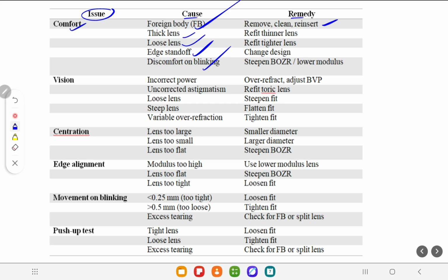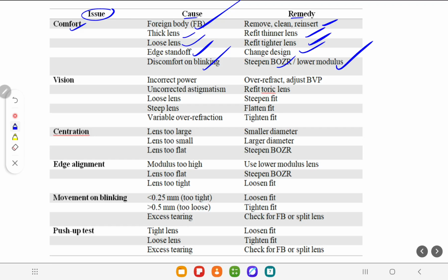Foreign body, definitely remove, clean or rinse. Too thick lens, refit with a thinner lens. Loose lens, definitely make it tighter. So edge standoff, definitely think about the parameters, because edge standoff many times is simply a too loose lens, so change lens design. Discomfort on blinking, so steepen the BOZR, because a loose lens always has more interaction with the upper lid, and the lower the modulus of elasticity.